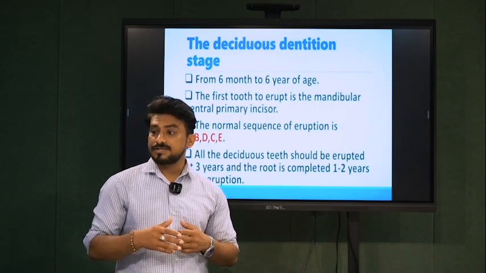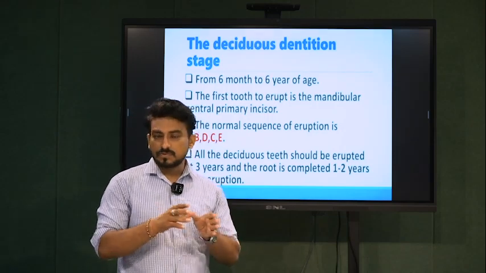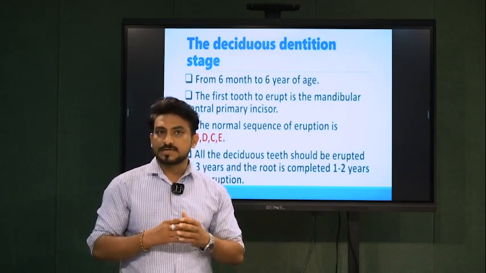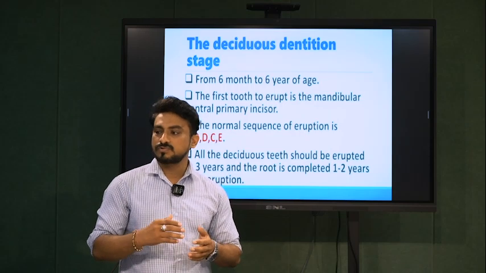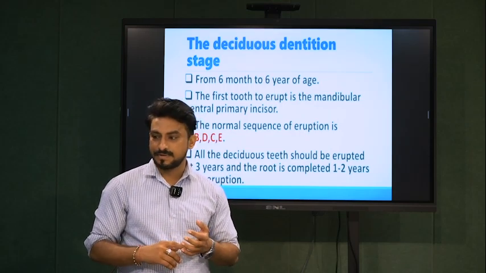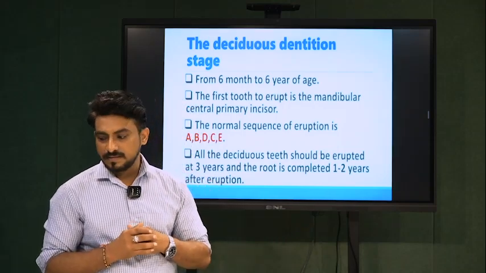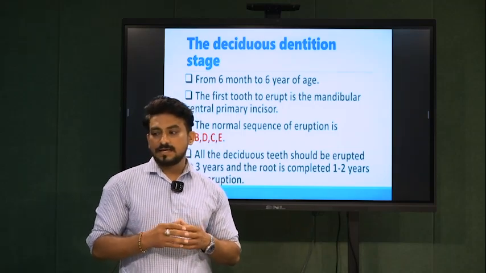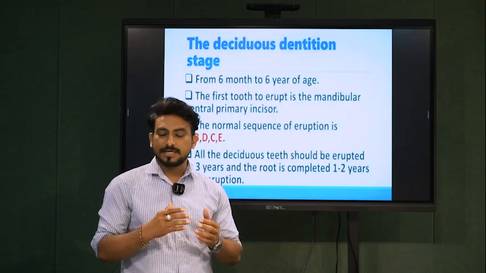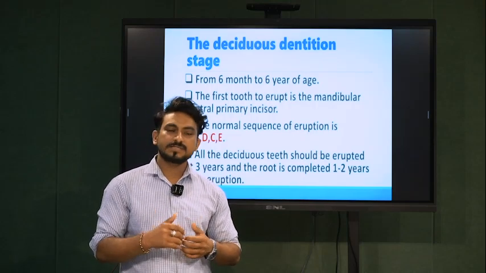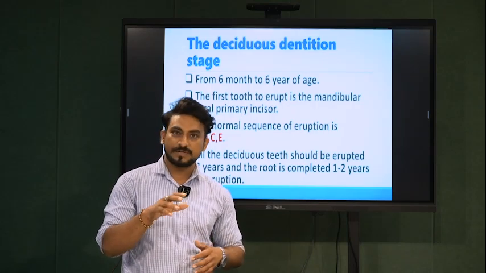Now the deciduous dentition stage is from 6 months to 6 years of age. This is the deciduous dentition. The first teeth to erupt are the mandibular central primary incisors. The normal sequence of eruption of the primary teeth is A, B, D, C, E. All the deciduous teeth should be erupted within 3 years, and the root is completed 1.5 years after eruption.